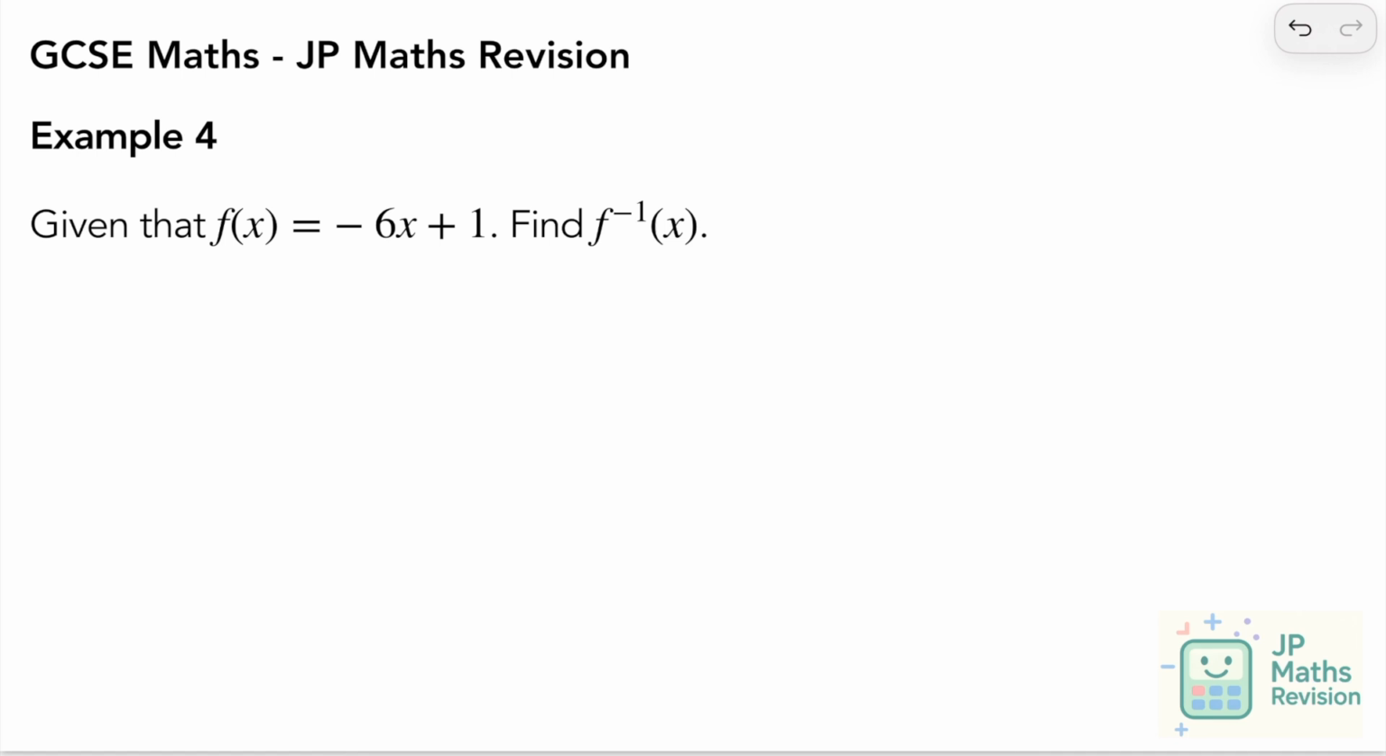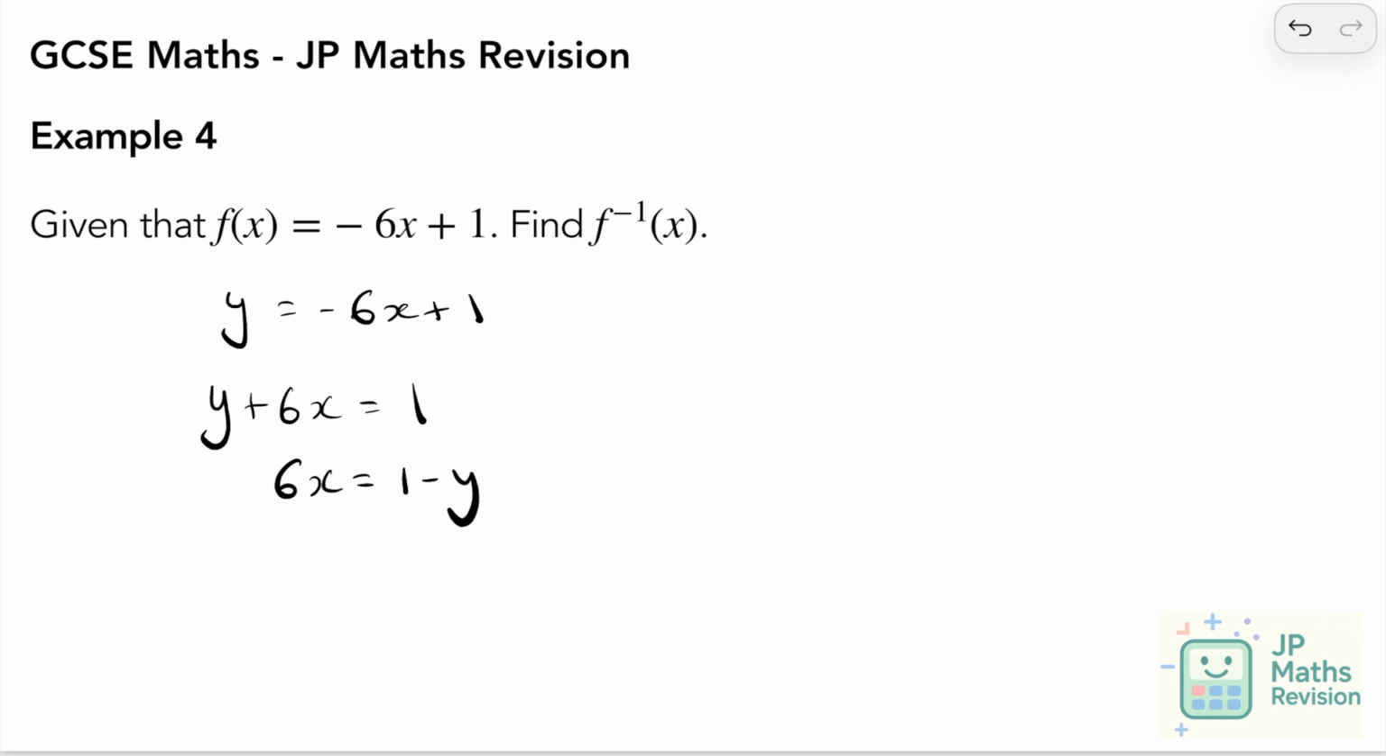Here's another example. So we're going to replace f of x with y first. So y equals minus 6x plus 1. And then we're going to make x the subject. So to make x the subject this time, we could start off by adding 6x to both sides. So we end up with y plus 6x equals 1. And then if we minus y from both sides, we get 6x equals 1 minus y.